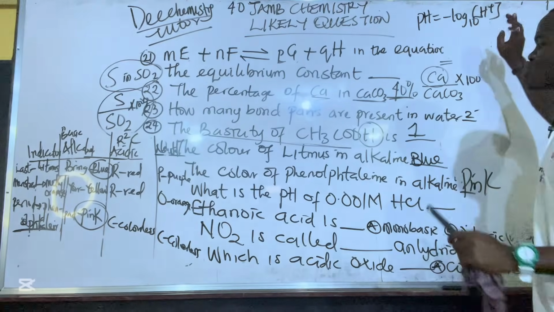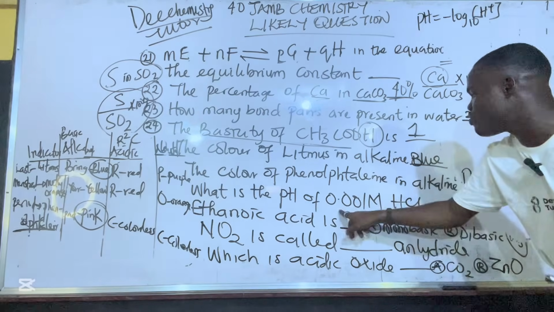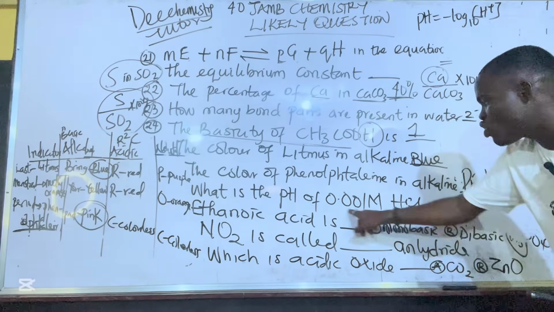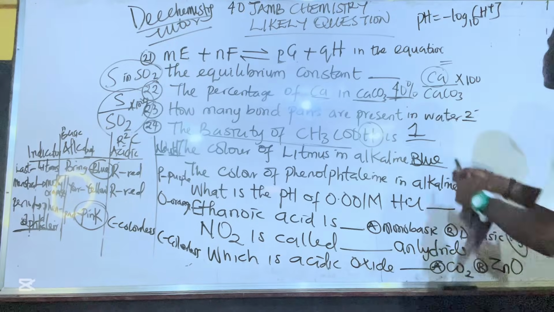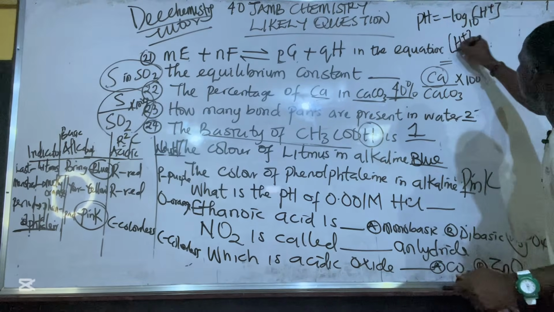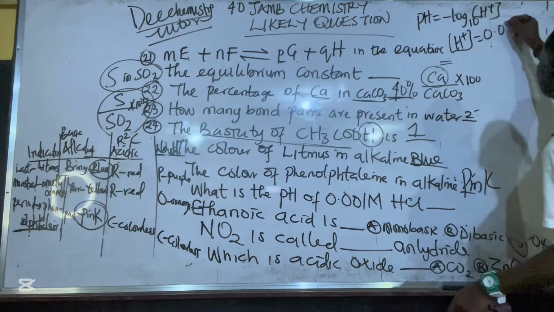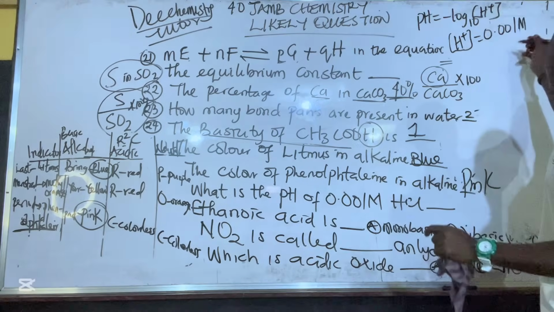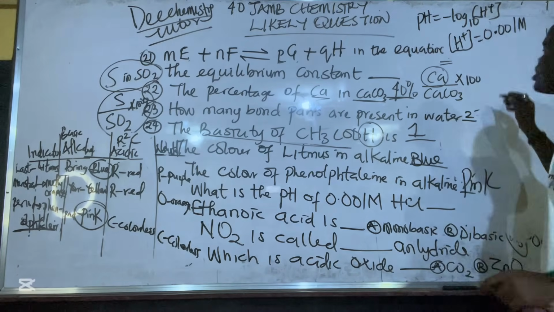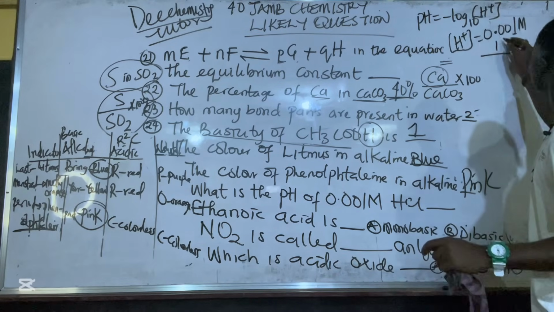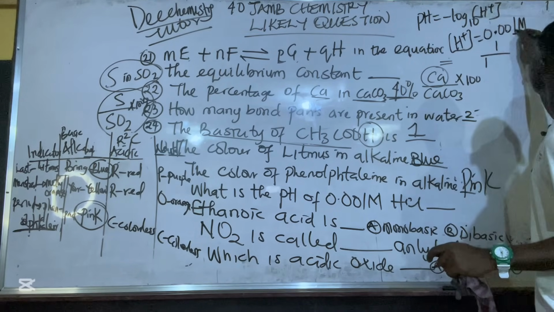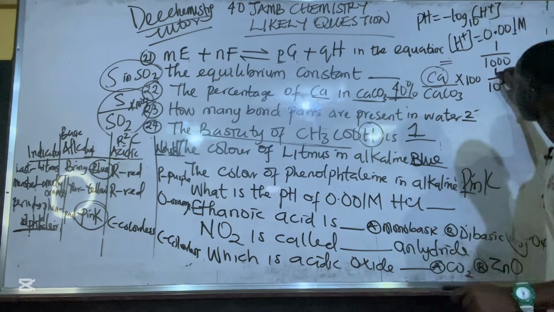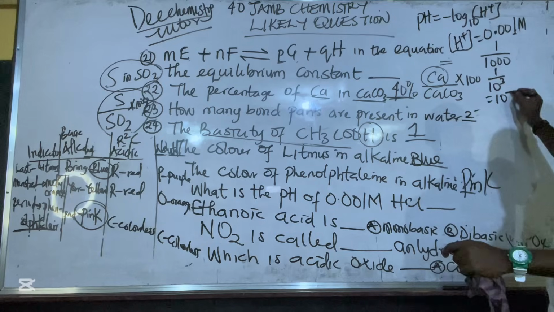Now, this is the question. The pH of 0.001 molar HCl. Because this acid is monobasic, the H plus concentration will be equal to this: 0.001 molar. I already taught you how to convert this. If you don't know it, look at it. Note this is point, and this is 1. It will be 1 over, take this as 1, 1, 2, 3, which is 1 over 10 raised to power 3. Because it's 1 over 10 raised to power 3, that is 10 raised to power minus 3.